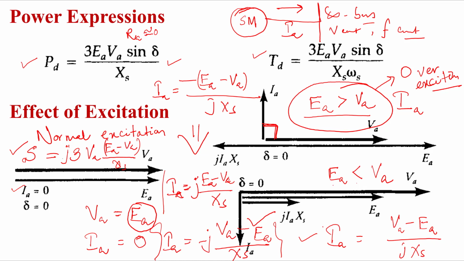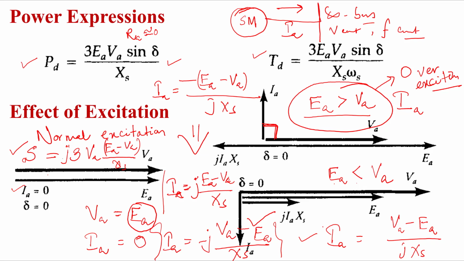Similarly for EA less than VA, we can find the power expression, that is also reactive power, but that is being drawn by the motor from the grid. So therefore, during the underexcitation condition, the synchronous motor is drawing reactive power from the grid, and under the overexcitation condition, it is supplying reactive power to the grid.